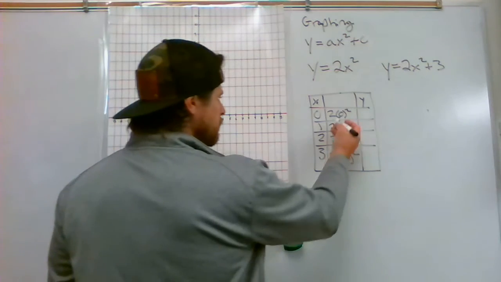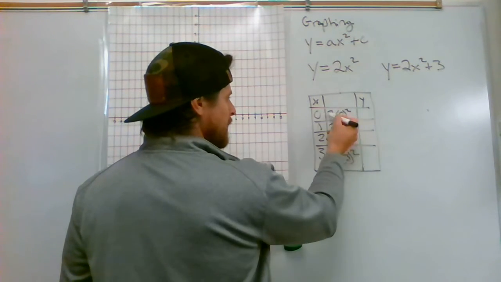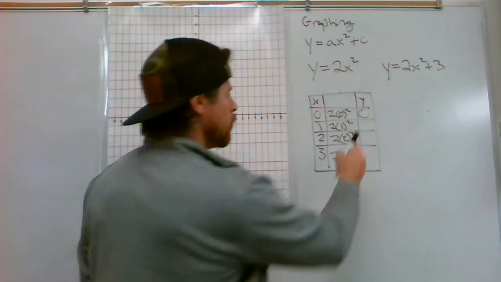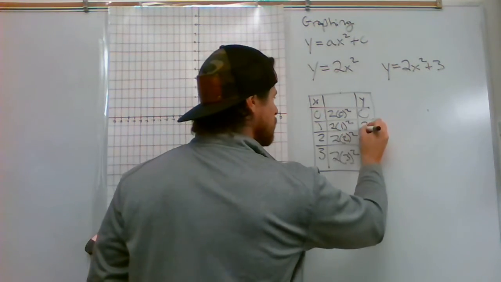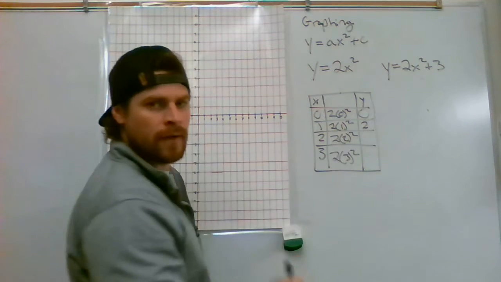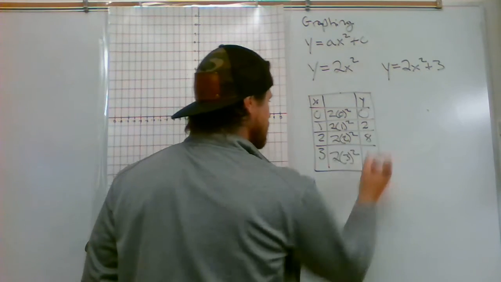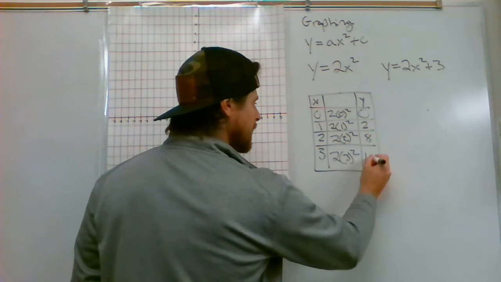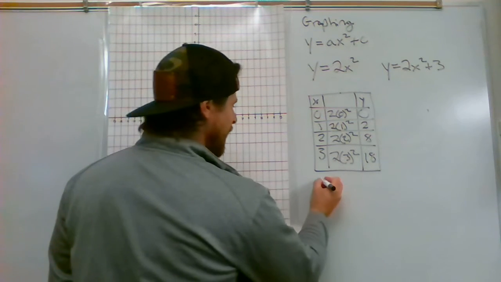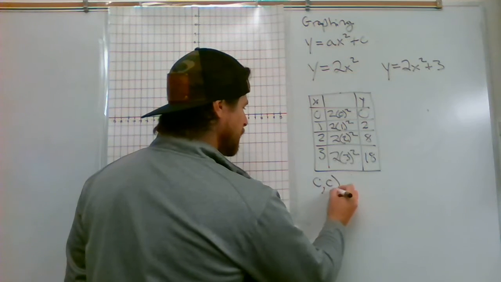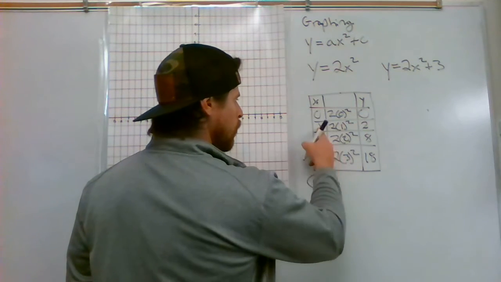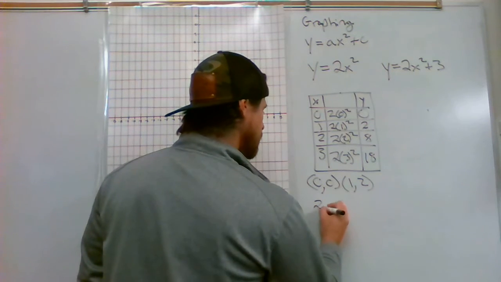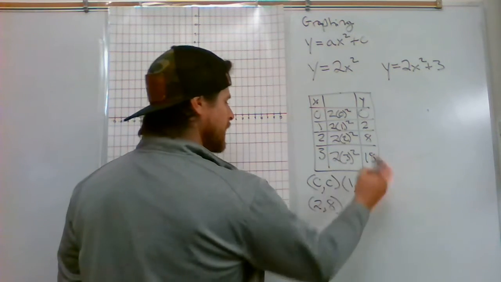So here we go. 0 squared is 0, times 2 would make a big fat 0. 1 squared is 1, 1 times 2 would make 2. 2 squared is 4, 4 times 2 is 8. And 3 squared is 9, 9 times 2 would make 18. So the coordinates that I'm going to need to plot are (0, 0), (1, 2), (2, 8), and (3, 18).